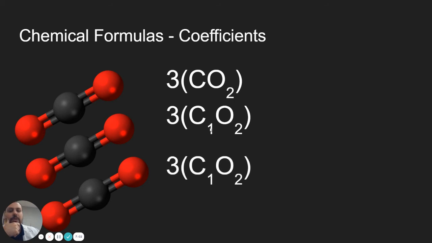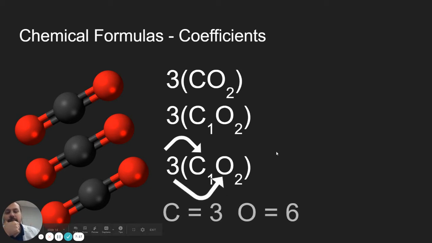And now, just like math, we're going to use the distributive property for that 3. So we take the 3, multiply it by the 1 carbon, and then take the 3 and multiply it by the 2 oxygens. So that gives us 3 carbons, so 3 times 1. Okay, so that's 3 carbons, and then 3 times we have 2 oxygens. So that's 6 oxygens total. And we can look at our picture over here. So 3 carbon dioxides, there's 1, 2, 3 carbons, and 1, 2, 3, 4, 5, 6 oxygens. So that's how coefficients work in chemical formulas.